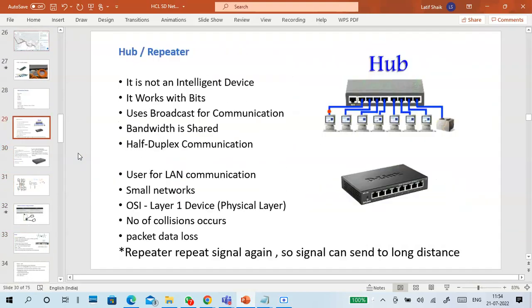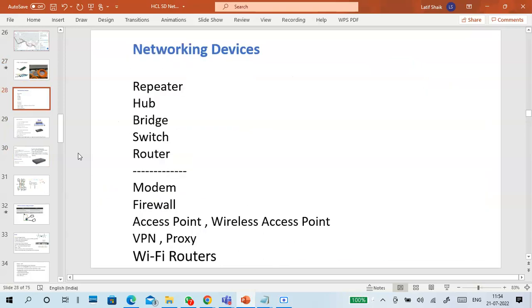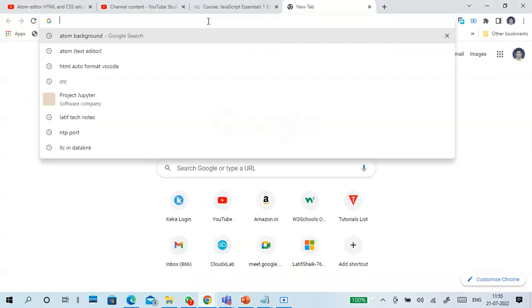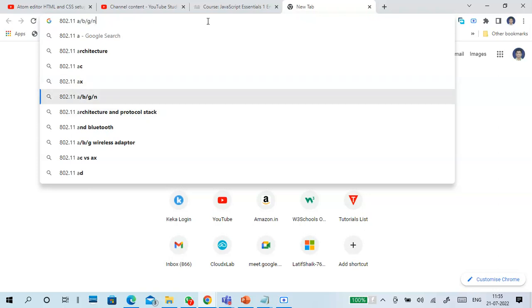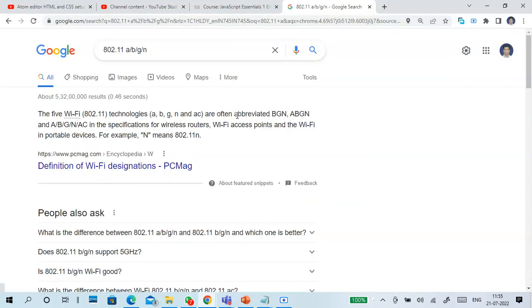You can try Wi-Fi standards also if you want, because cables are one of the media, but there is one more thing, Wi-Fi, which we mainly use. What is a Wi-Fi wireless access point? What is a modem? What are Wi-Fi signal standards? What is 802.11n? What are 802.11 a, b, g, n? What is this kind of stuff?